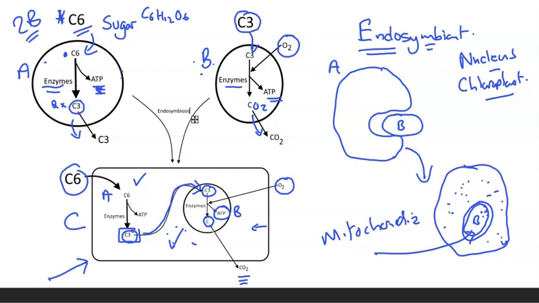Endosymbiont theory, Lynn Margulis, the combining of prokaryotic cells about 2 billion years ago to create the complexity of eukaryotic cells, a major step forward in the evolution of living things.